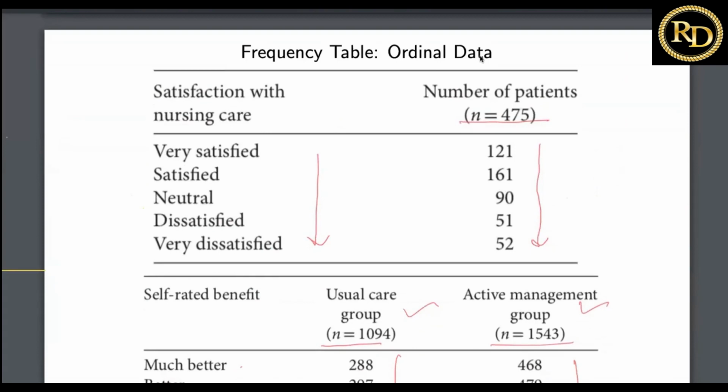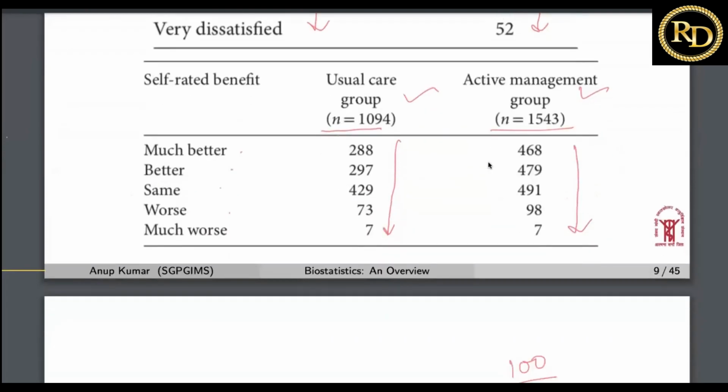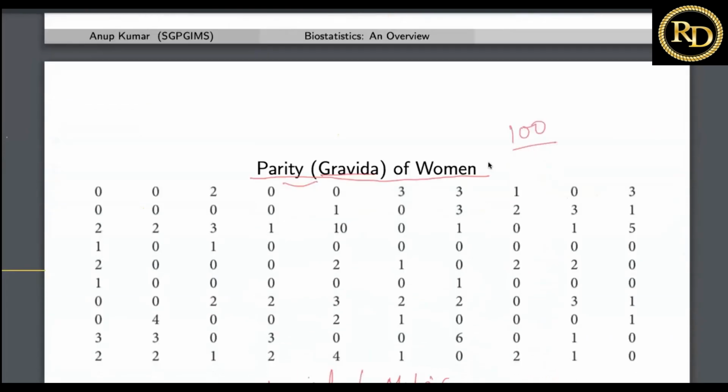Similarly, if your data is an ordinal variable, you can do the same thing. You can simply write down the various categories of that categorical variable, write the numbers in front of them, and at the top write the total number and the two groups. So this is how you can present your data.